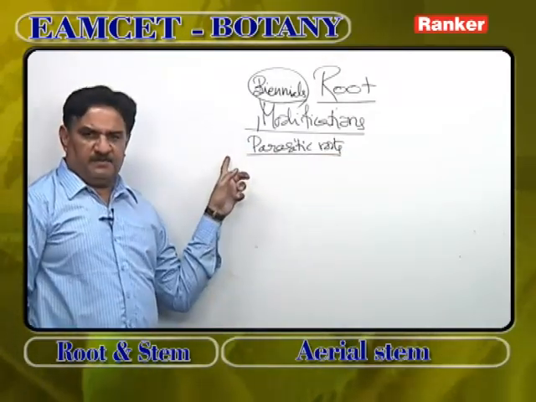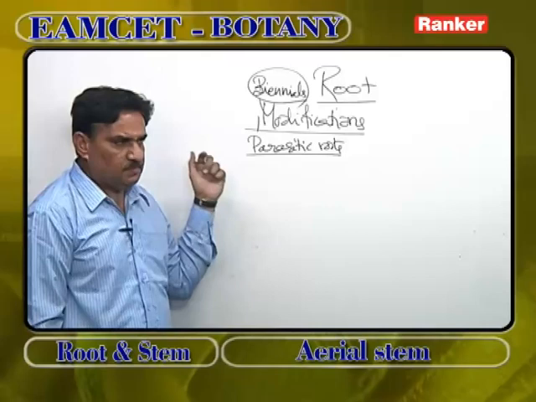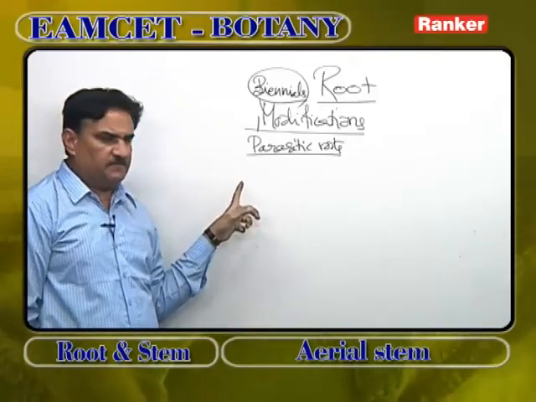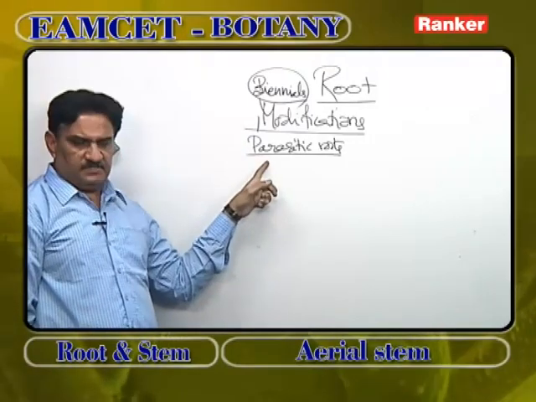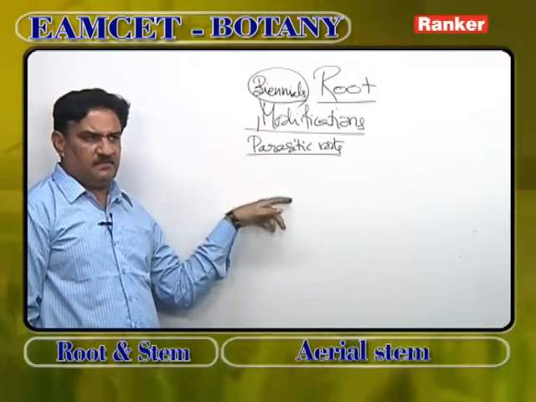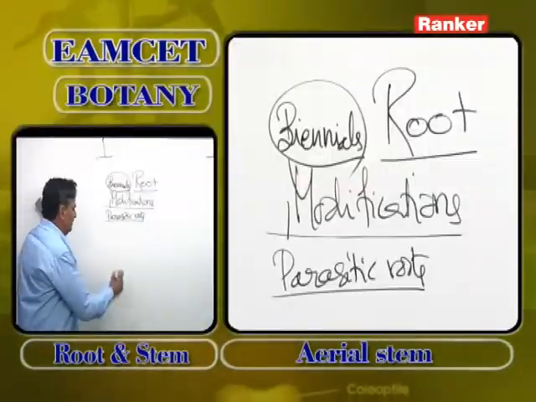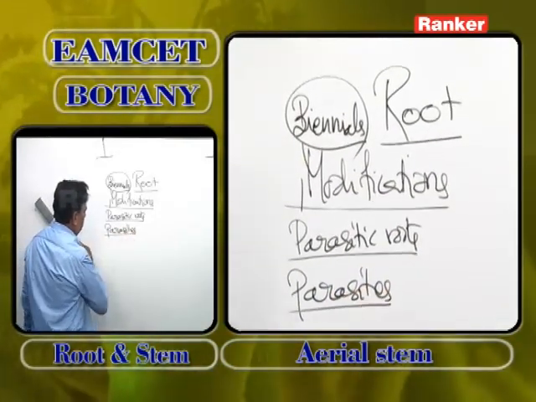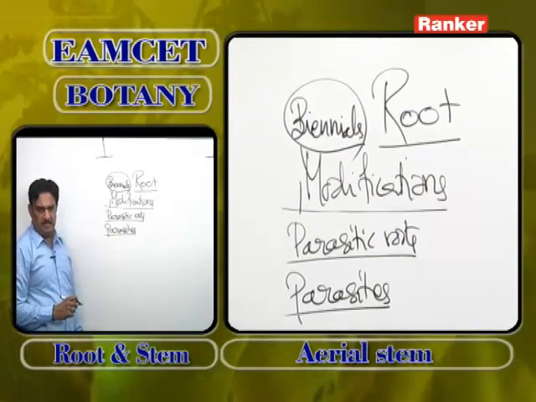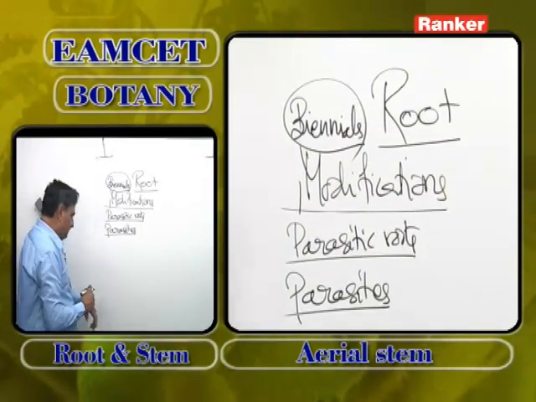Previously I told about epiphytic roots. The plants which depend on other plants only for mechanical support are called epiphytic plants. The plants which grow on other plants completely for food, for shelter, for support, everything are called parasitic plants. The roots present in the parasitic plants are called parasitic roots.